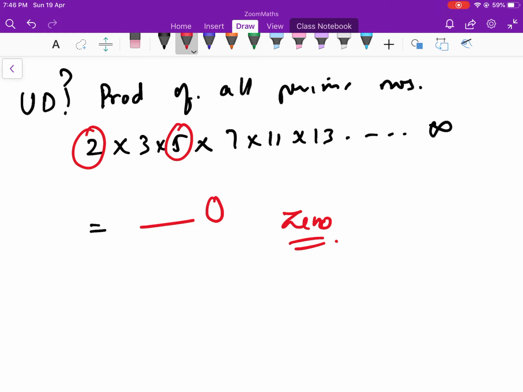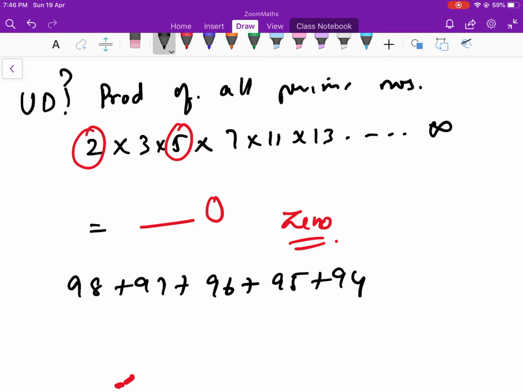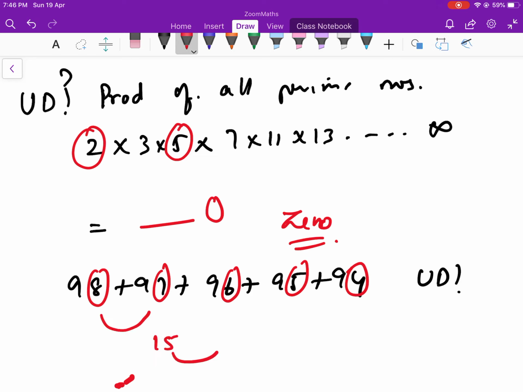One more problem before I close the video. Let's say you have got 98 plus 97 plus 96 plus 95 plus 94. Find the units digit. So what you do, you just add the digits in the units places. 8 plus 7 is 15. 15 plus 6 is 21. 21 plus 5 is 27. 27 plus 4 is how much? 27 plus 4 is going to be 31. So unit digit is 1.